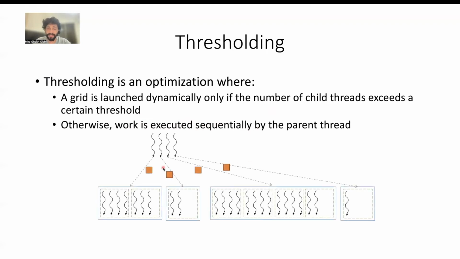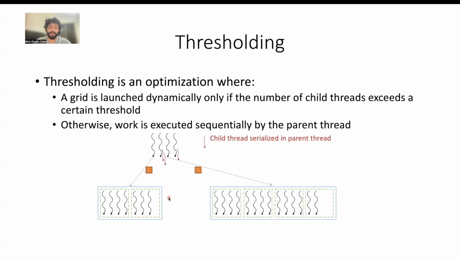So let's take this example. Here we have 4 parent threads. Each one of them discovers some work and does a dynamic launch. Now we apply the thresholding optimization. Here we need to set some kind of threshold where if the number of threads is less than a certain amount, we do not perform the launch.